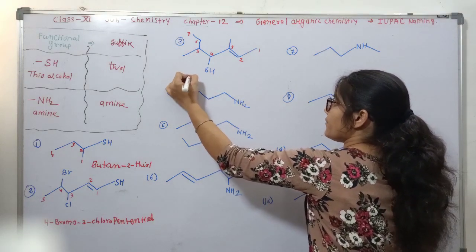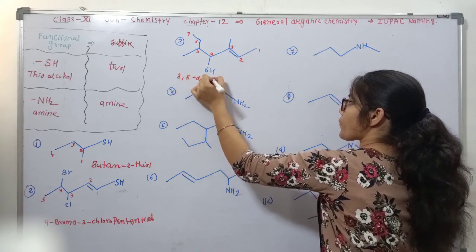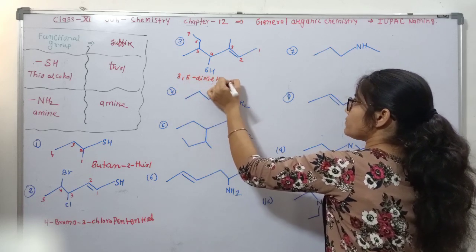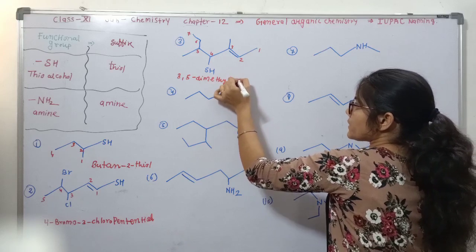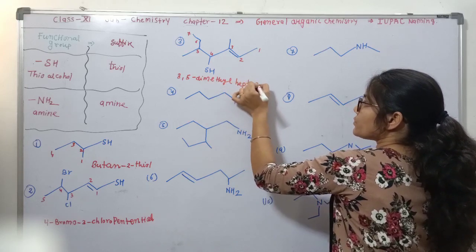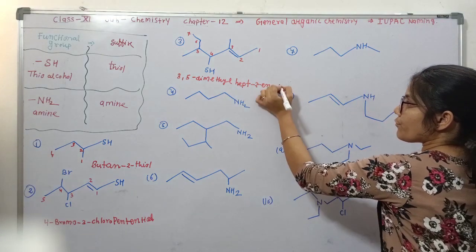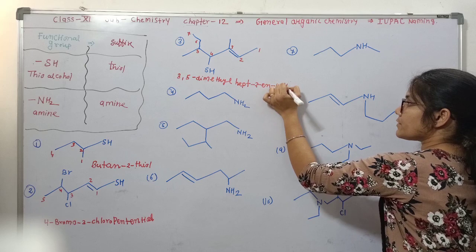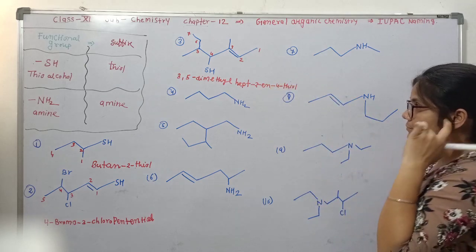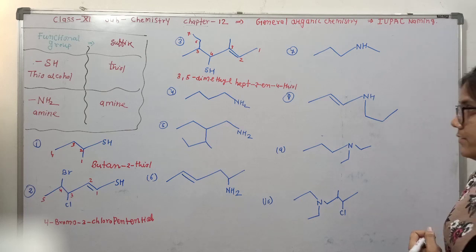It's 3,5 dimethyl hept 2 in 4 thiol. Clear? It's 3,5 dimethyl hept 2 in 4 thiol.